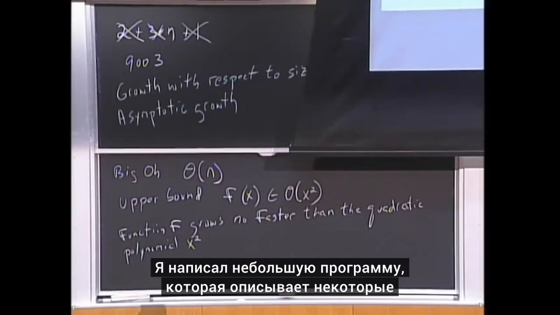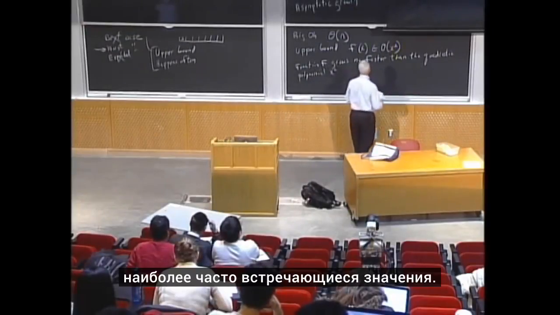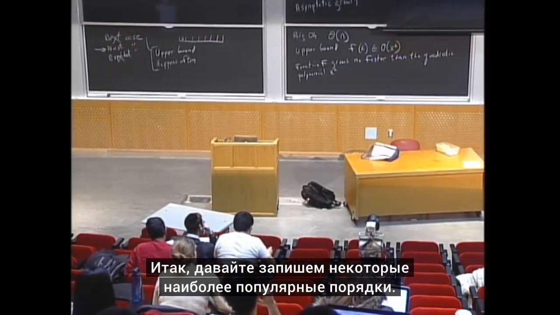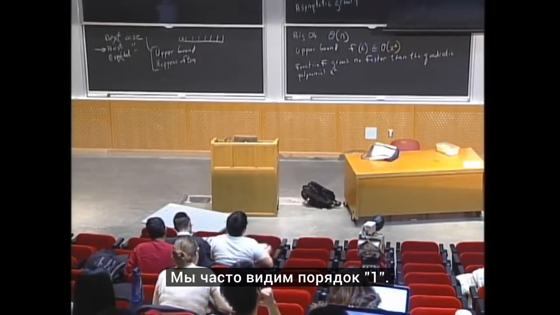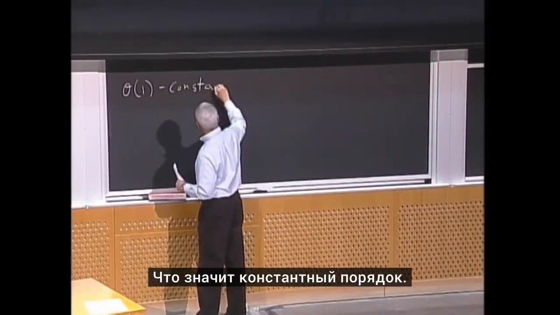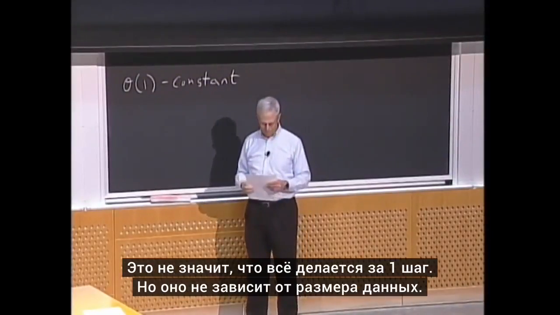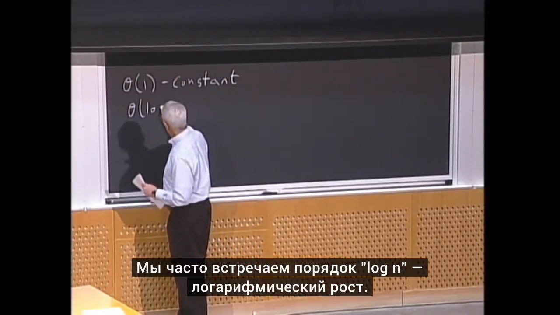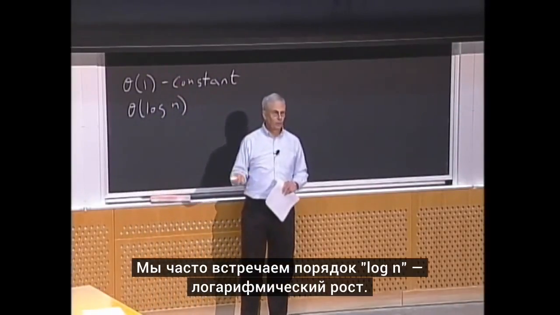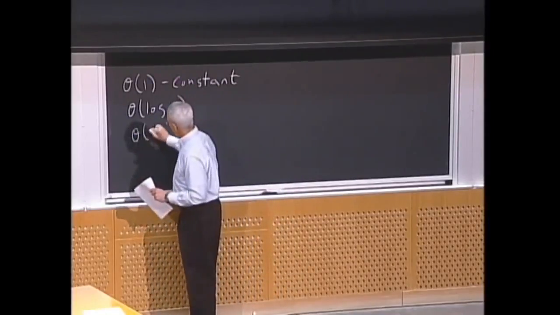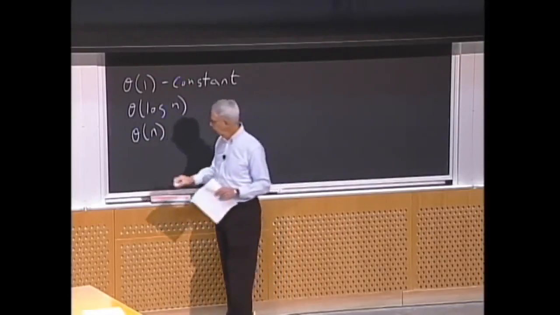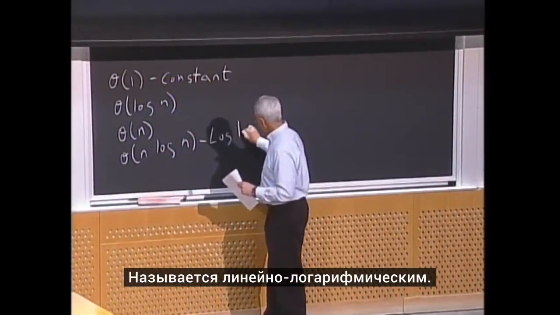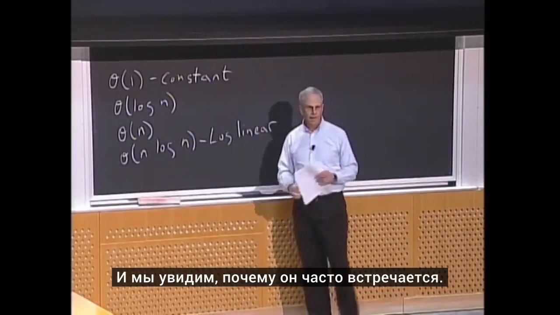I wrote a little program that talks about some of the, I should say, probably most popular values we see. Some of the most popular orders we would write down, we often see order 1. And what that means is constant. The time required is independent of the size of the input. It doesn't say it's one step, but it's independent of the input. It's constant. We often see order log n, logarithmic growth. That's order n, linear. One we'll see later this week is n log n. This is called log linear. And we'll see why that occurs surprisingly often.